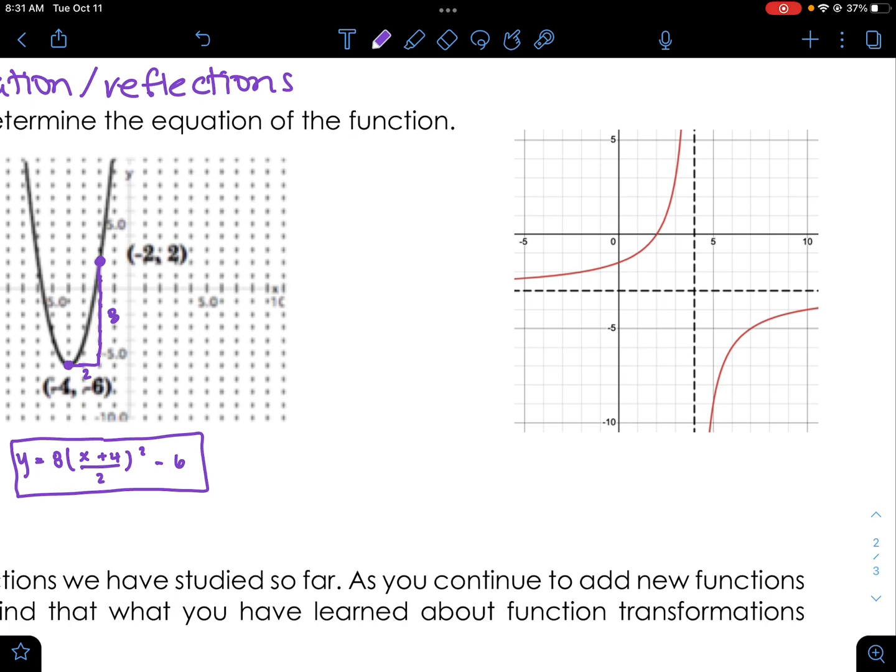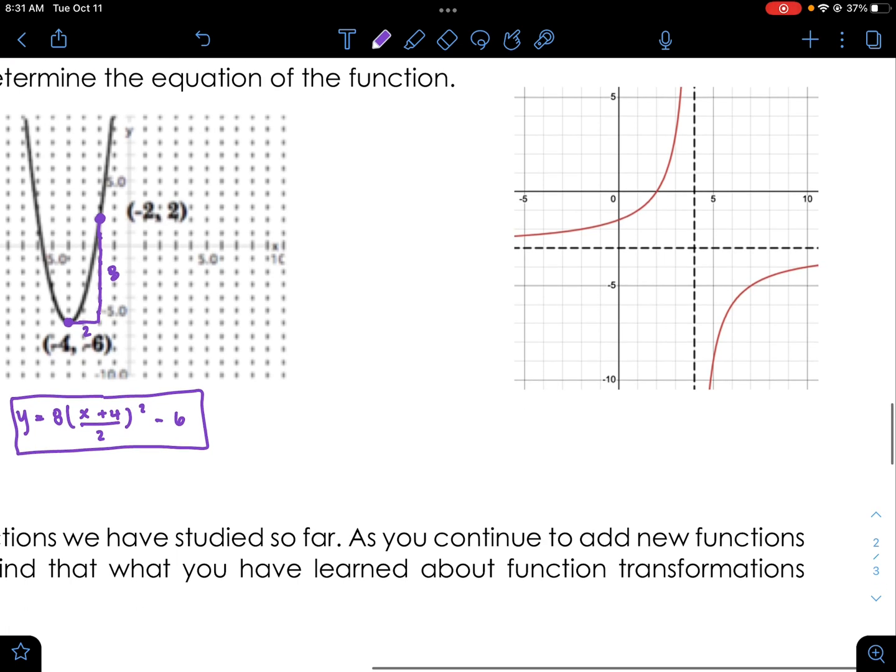Taking a look at a rational equation, we can see that this graph has shifted right 4 units and down 3 units. We know that because the asymptotes that we have are intersecting right there at that purple point. Typically, they intersect at (0, 0). So we'd have y equals 1 over x minus 4. And then we'd have minus 3 because it's shifted down 3.